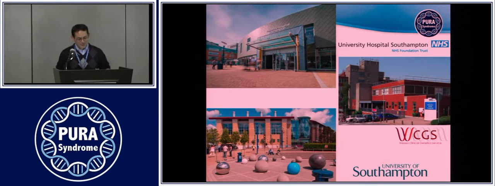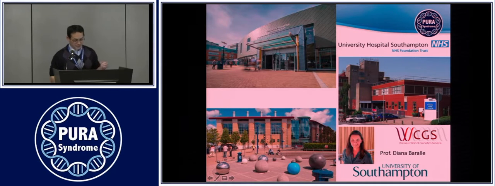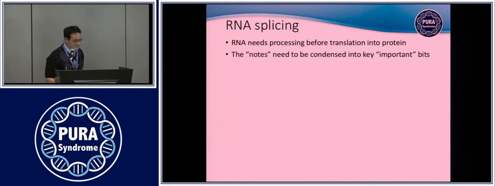So I just put in some pictures of where I work, because how come I'm here? Why am I doing this? Well, this is Southampton, and this is the hospital in Southampton. This is the maternity hospital where the genetics department is. And I also work in the University of Southampton, which is co-located on the site. And I work with Professor Diana Borelli. Diana's particular interest is in RNA, and particularly in something called RNA splicing. And that's what we've been trying to look at.